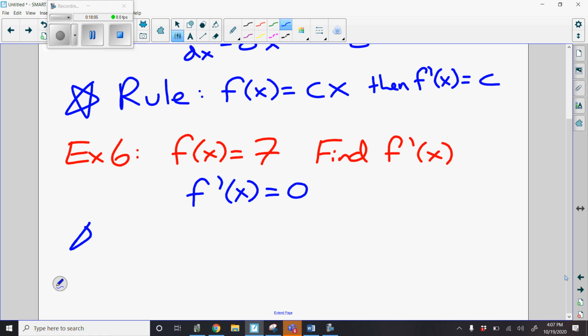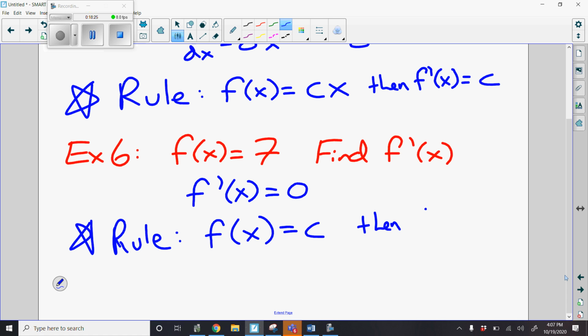So again, another rule. If f of x is equal to a constant, it doesn't matter if that constant is 7 or 10 or pi or e. Okay, the derivative of a constant is always 0. Okay. If you wanted to, you could think of that 7 in example 6 as 7x to the 0 power. Take that exponent of 0, multiply by 7, and the whole thing is 0. Okay, so the derivative of a constant is always 0. Our very last rule.